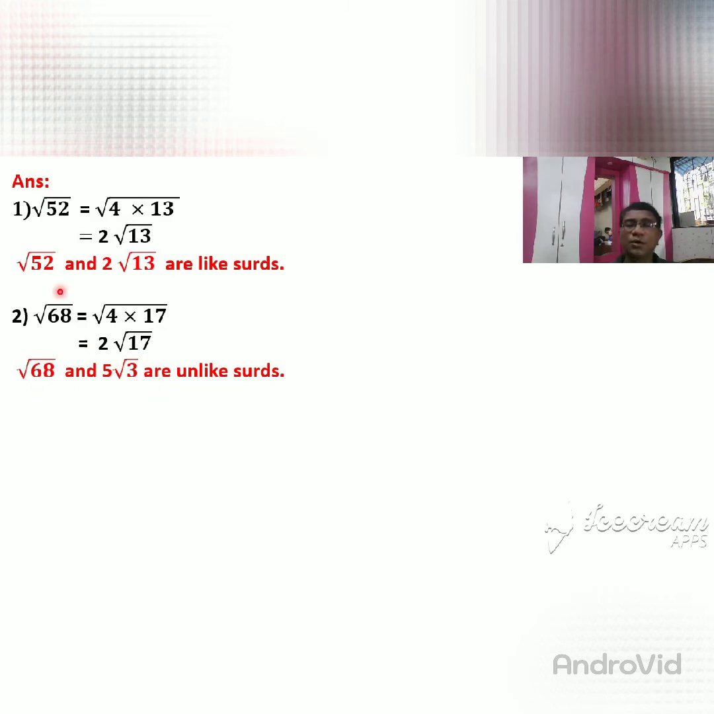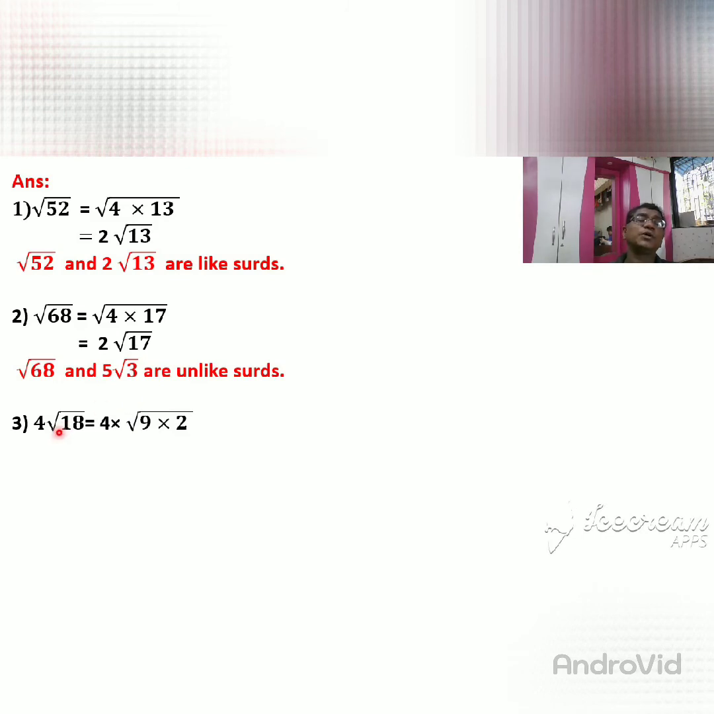Do you understand why it is like surd? Because there is 2 root 13 and 52 factorized also gives 2 root 13. The radicand number is the same, root 13, here also root 13. But here, the square root of 68, when you factorize, gives 2 radicand 17, here radicand 17 and here radicand 3. So they are not alike terms. So unlike surds. Any doubts?